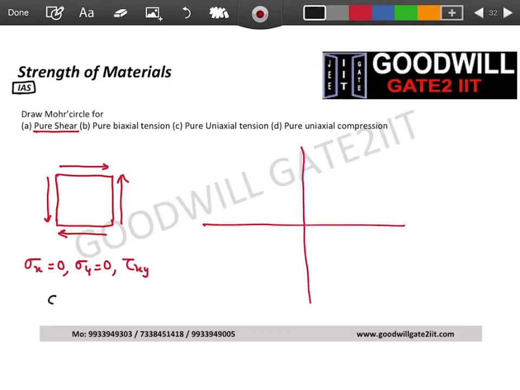Center of Mohr circle, you know the formula, sigma x plus sigma y divided by 2 comma 0. Sigma x is 0, sigma y is 0. So your center of Mohr circle is 0 comma 0. That means this is where the center of Mohr circle looks like.